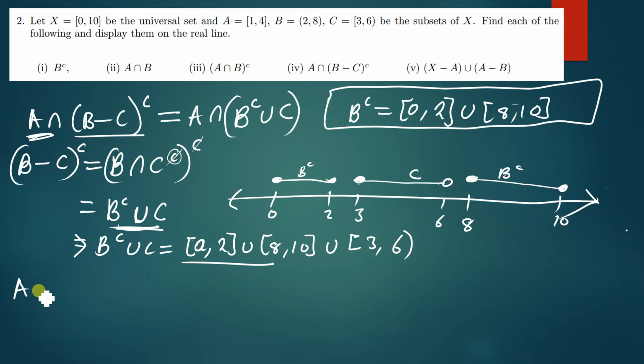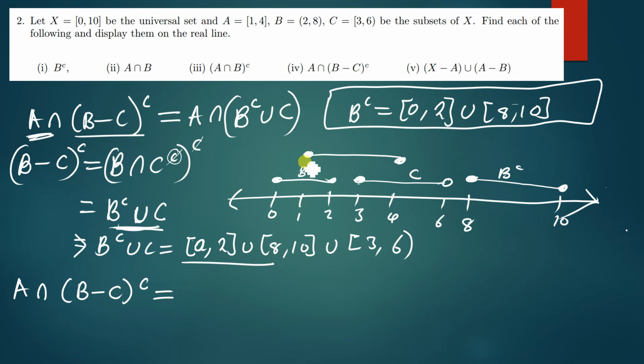So in other words, we're trying to find A intersection B minus C complement. I'm going to draw A here on this same number line, and then we're going to shade the common parts because we're trying to find the intersection. So A is from 1 to 4. We have 1 there, and it's closed. Then we have 4 somewhere there, and it's also closed.